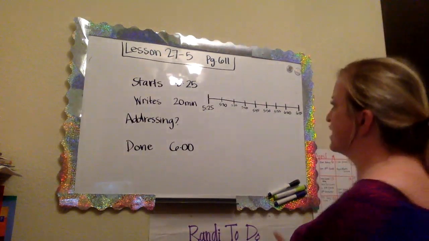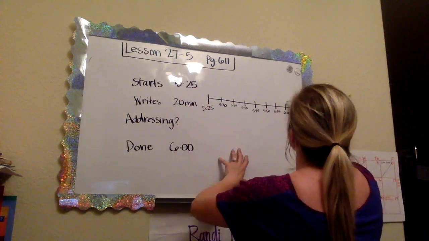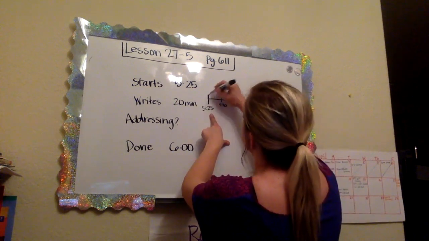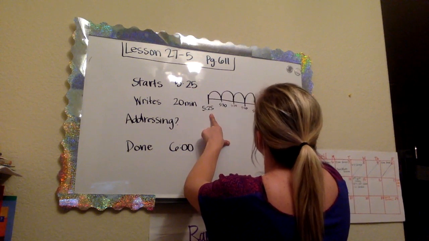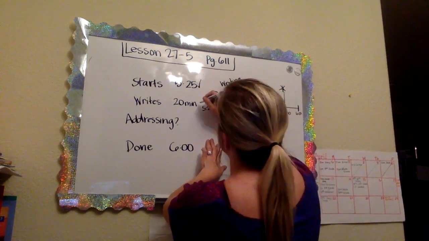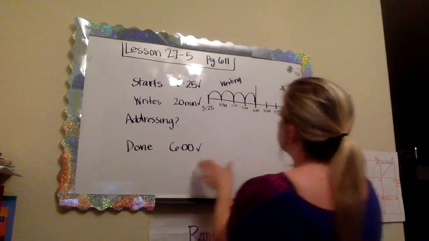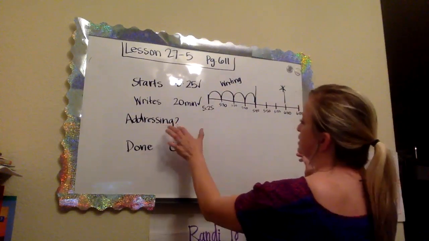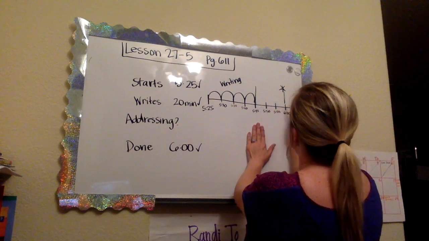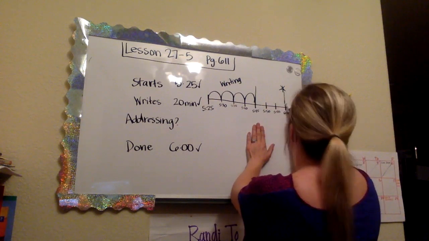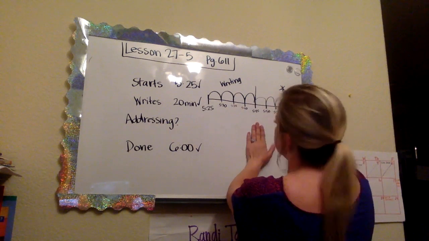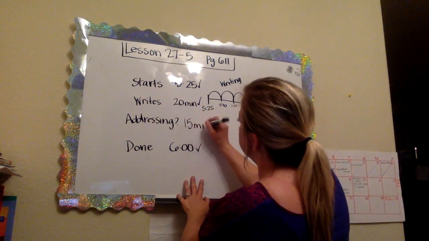So he starts at 5:25. He's done at 6 o'clock. So we'll put a little star there. That's where he's done. He starts here, writes for 20 minutes, 5, 10, 15, 20. So here's where he's writing. So we got his start time, we got his writing time, we have him done at 6 o'clock. So you can cross off everything you've done. Now you need to see how much time it took for him to address those labels. Now what you're going to do is jump from where he ended with writing to where he ended overall. And however many jumps that is how many minutes it took him. So 5, 10, 15, 15 minutes is your answer.